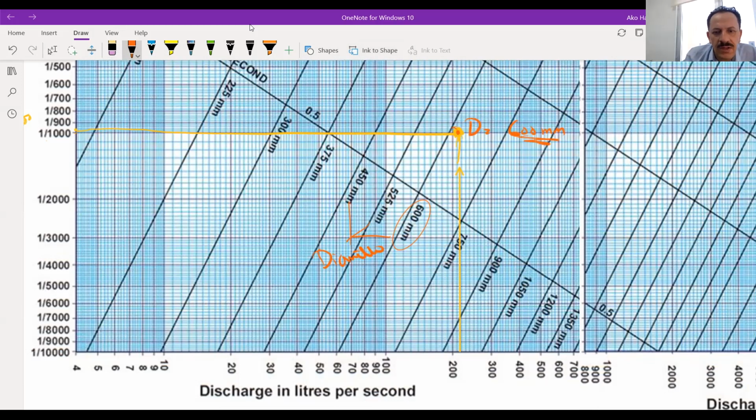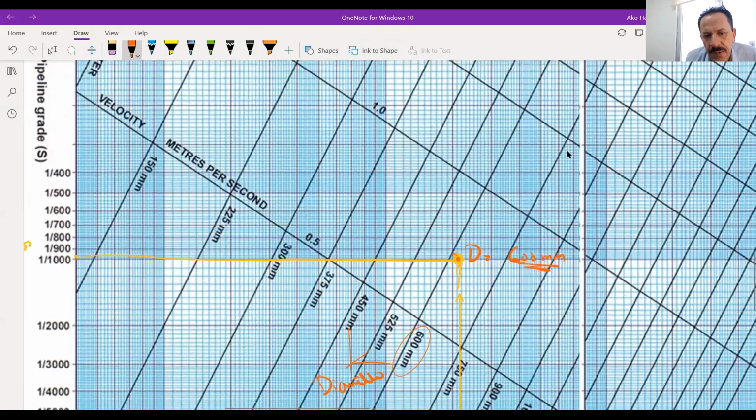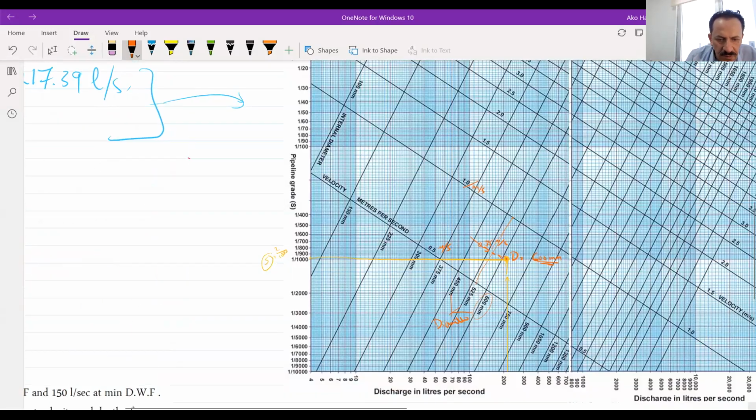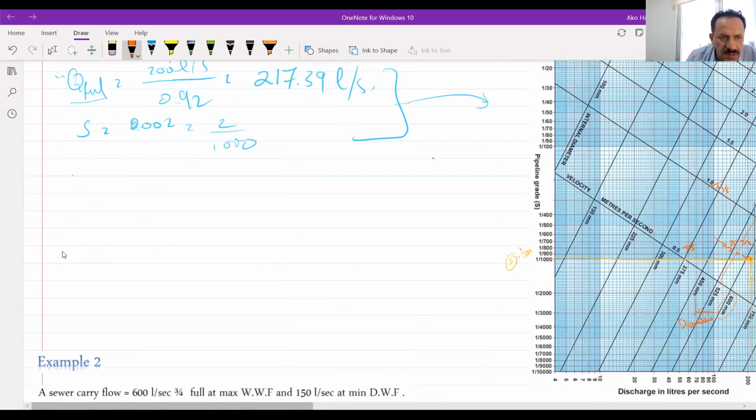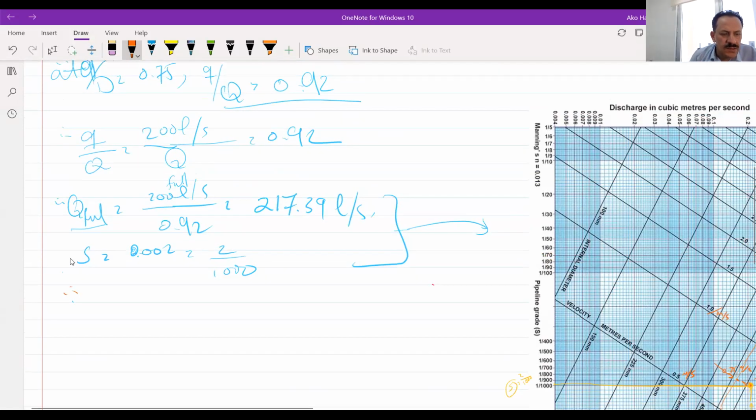Okay, and what will be the value of the velocity in this part? I should look at these two values, and I can say it will be about 0.75 meter per second, because these are meters per second. So what will be the velocity in this pipe? It will be 0.75 meter per second and the diameter will be 600. So for this sewer, the diameter will be 600 millimeters.